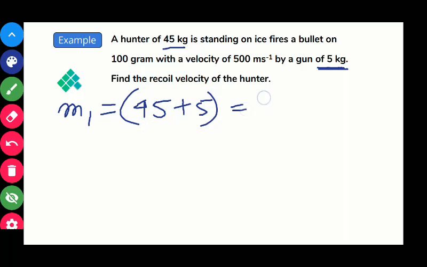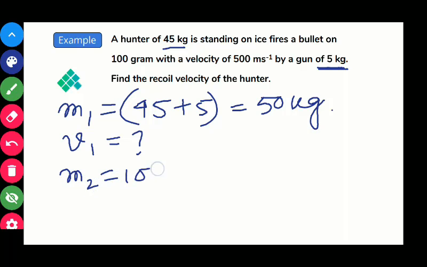Therefore, it should be 50 kg. Okay. Now you have to calculate the recoil velocity. Therefore, you have to calculate the V1. Now the mass of the bullet is equal to 100 gram.